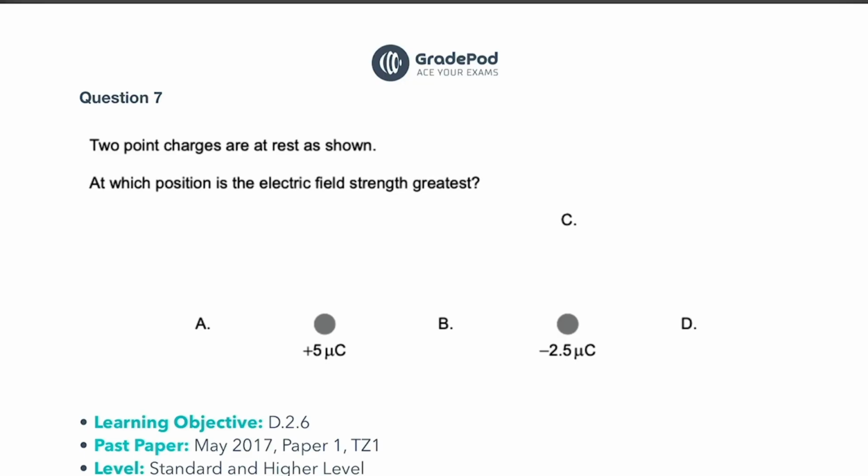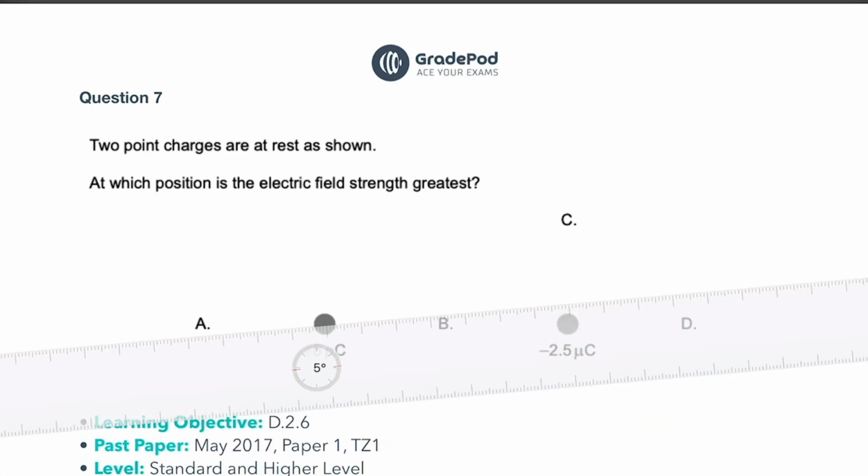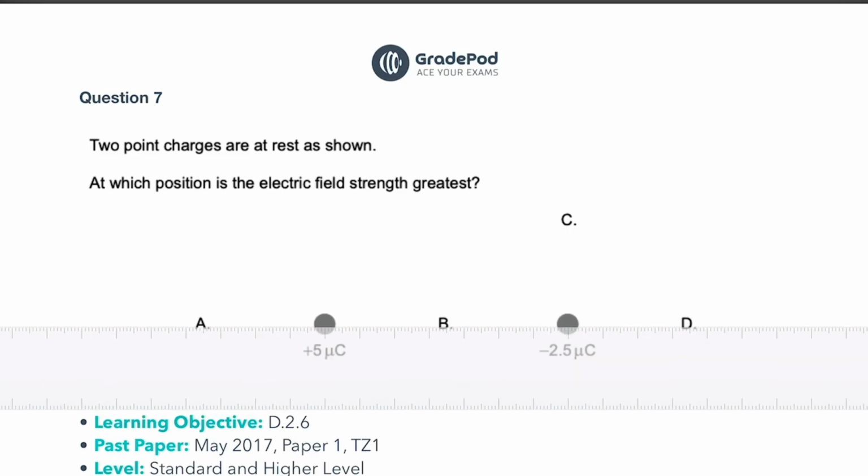2 point charges are at rest as shown. At which position is the electric field strength the greatest? We're going to do this again. We're going to take our ruler and draw a representation of what the electric field strength due to each charge would be. Plus 5 microcoulombs means that a positive test charge would be repelled, and it would be repelled, let's just say it's 6 units across. 1, 2, 3, 4, 5, 6.